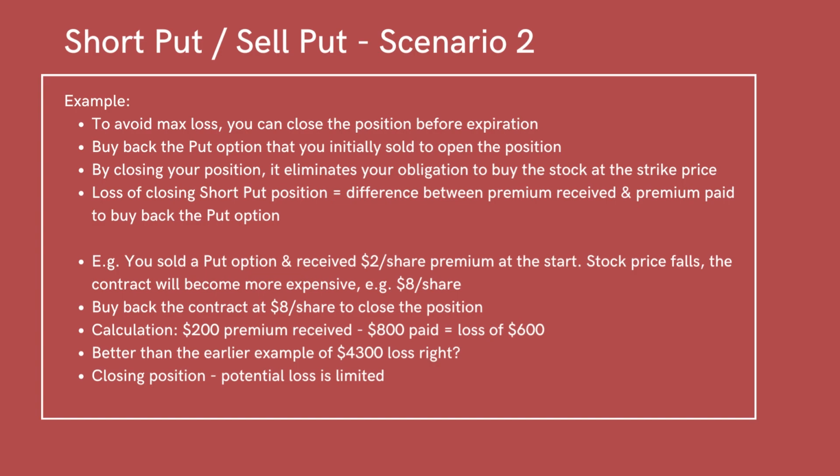Confused? Okay, for instance, remember you sold this put option and received $2 premium per share at the very start? Right now, because the stock keeps falling, this contract will become more expensive and say it's worth $8 per share now. This means you will need to buy back the contract at $8 per share to close the position. So the calculation would be $200 premium received minus $800 premium paid, and therefore your loss is $600. Better than the earlier $4,000+, right? So yep, the gist of closing the position is that your potential loss is limited.